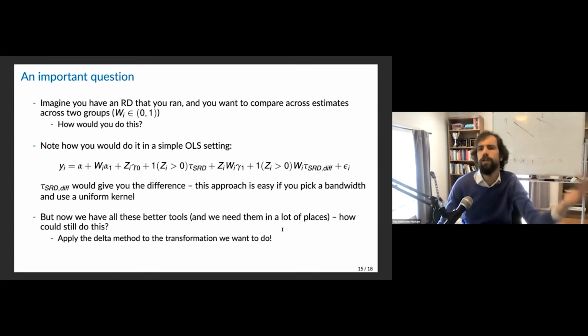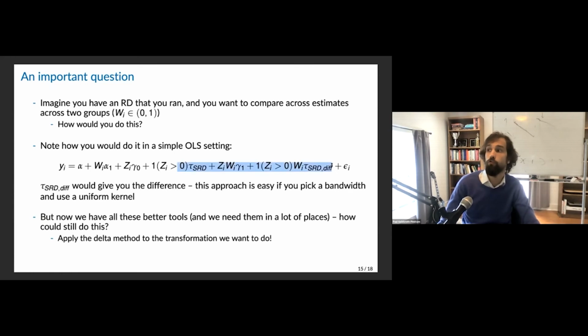This is basically saying do an interaction, fully interact it with all of them. So I'm missing two terms in here because it's not fully interacted. This tau sharp RD diff would give you the difference in the effect between group 1 and group 2, or group 0 and group 1. It would be the relative effect of tau. And then for group 1, the effect would be tau, this additional tau diff on top of it. If this is 0, then the effect is the same for the two groups. If it's different from 0, then they have different effects.